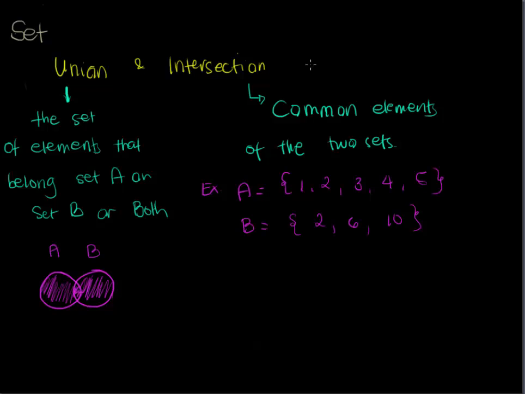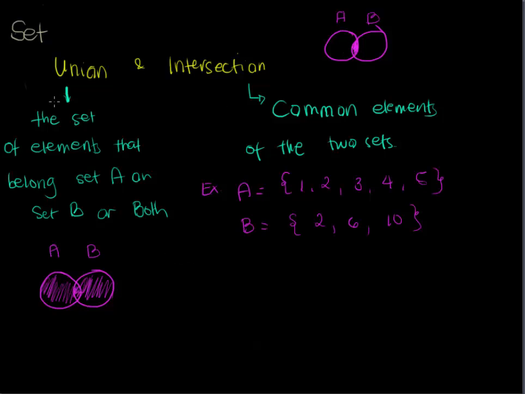If we're going to represent intersection in a Venn diagram, it should look like this. Let me just make the circles clearer for you. There. So this is set A. This is set B. The intersection, guys, is only the elements that are inside this portion here. So technically, the common things of A and B.